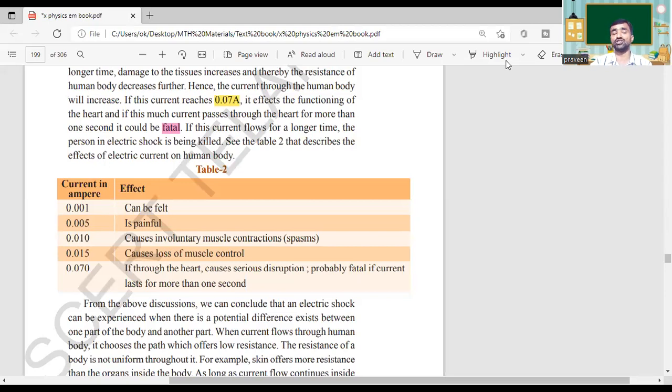If it is further increased to 0.015, then you will lose control of the muscles. Finally, if it reaches 0.07 amperes, it can directly affect your heart. If it is allowed for more than 1 second, the person will die. So this is probably fatal if the current lasts for more than 1 second.